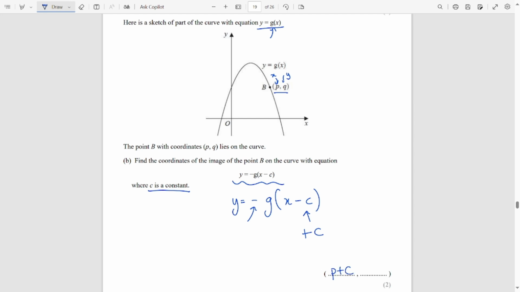And they don't expect you to evaluate that or give a number. It's still going to be in terms of p. They haven't given us any more information to do anything else. And then the y coordinate is q. Now on the outside we have this minus sign, which means that any positive numbers will become negative, any negative numbers will become positive. And so this q is going to become minus q. And we are done.